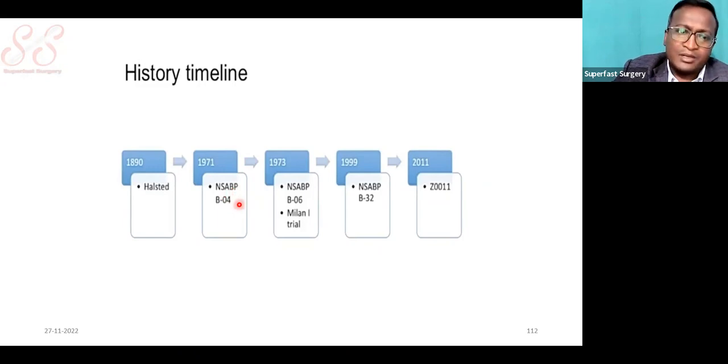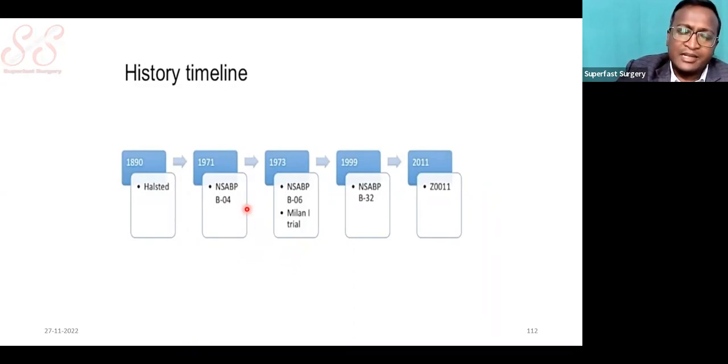So for your benefit, I would like to tell you that whenever there is NSABP B, that means it is pertaining to breast. Whenever there is R, 1 or 2 or 3, that is pertaining to rectum. And whenever there is P, it is pertaining to prevention, preventive trials that are done for chemoprevention, like we discussed the NSABP P2 trial, which is also known as the STAR trial, where they compared raloxifene and tamoxifen.